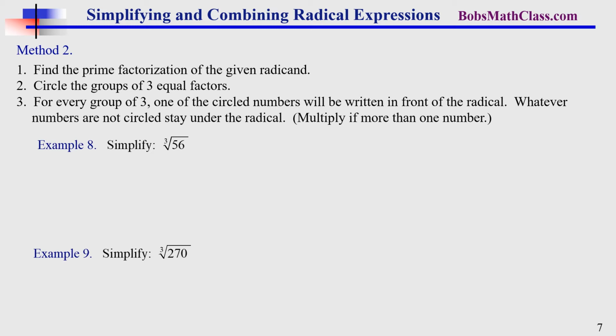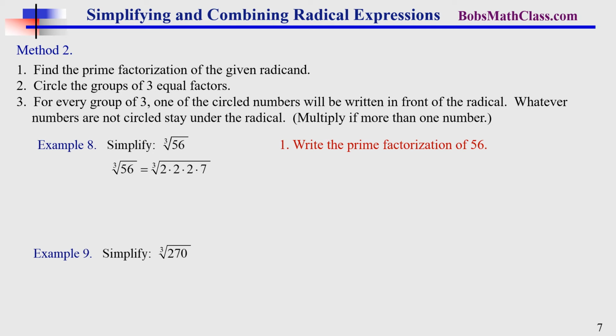You don't always have to use method 1 or method 2. You could mix. If you think it's easier using method 1, use method 1. If you get stuck, then go to method 2. Okay, so for 56, you should end up with three 2s and a 7.